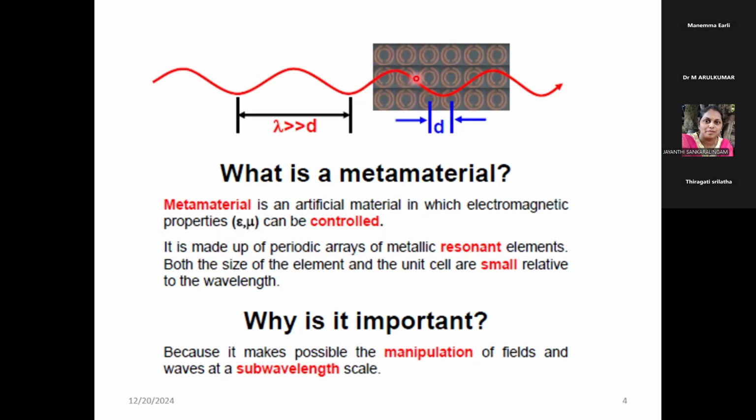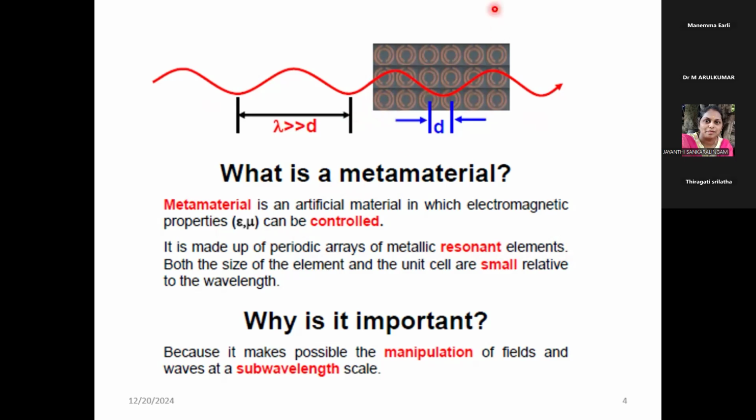So not only the unit cell is the one parameter by which you are going to control the properties, the periodic arrangement of these cells will also have an effect on the value of mu and epsilon. So this is a periodic array of metallic resonant elements. These unit cells are also called resonant elements. What is meant by resonance? At a particular frequency, they are going to store. If they are storing, it means they are controlling the mu and epsilon.